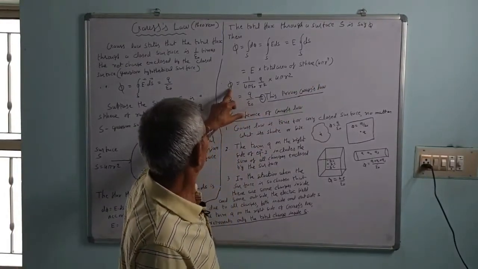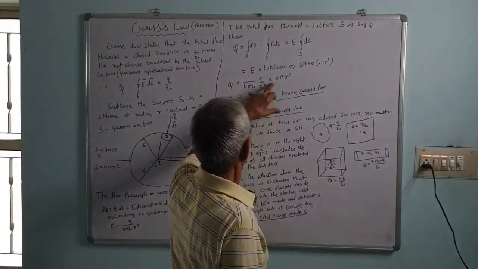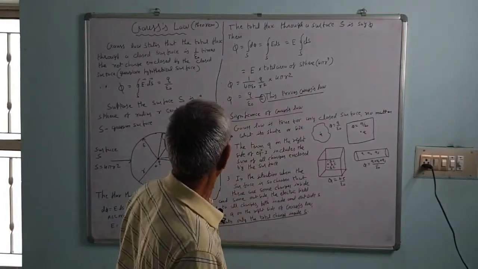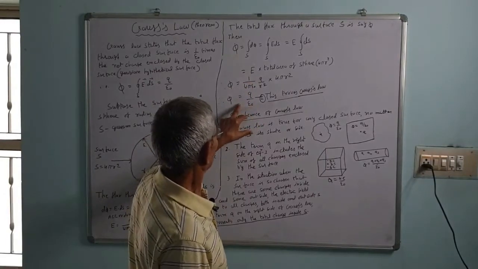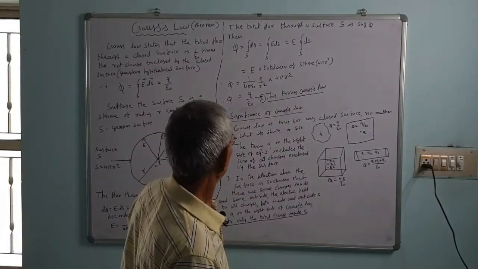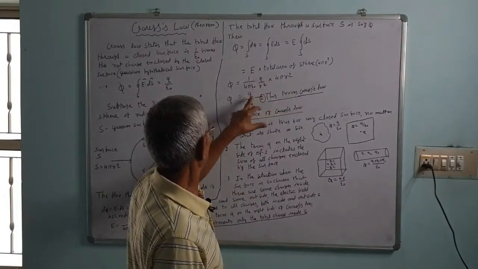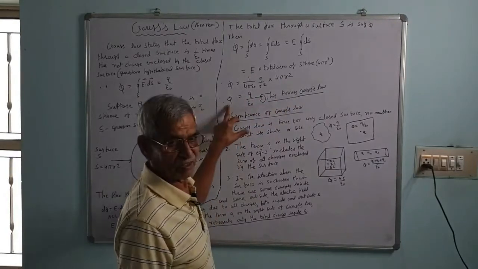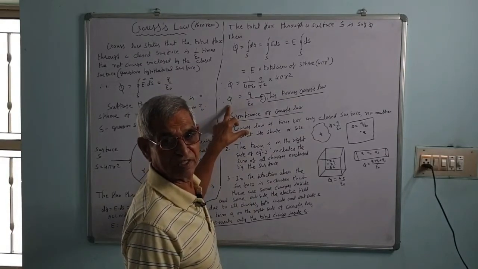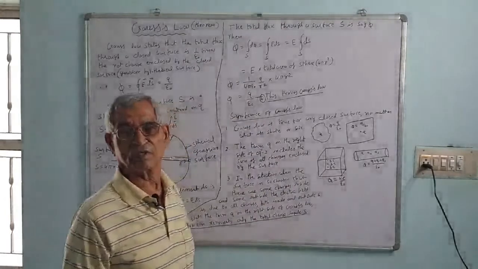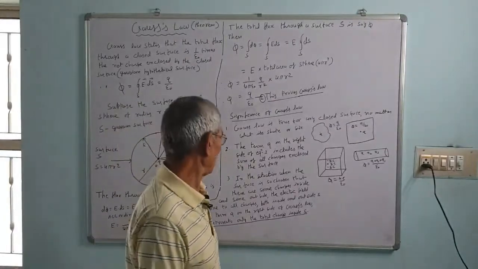So flux phi is equal to the electric field according to Coulomb's law, q upon 4 pi epsilon 0 r square, multiplied by the area of the sphere, that is 4 pi r square. Therefore flux phi is equal to q upon epsilon 0 according to Gauss law. Correct? 4 pi r square will cancel, leaving q upon epsilon 0. So flux phi through any surface, irrespective of its shape and size, is equal to 1 upon epsilon naught times the charge enclosed.